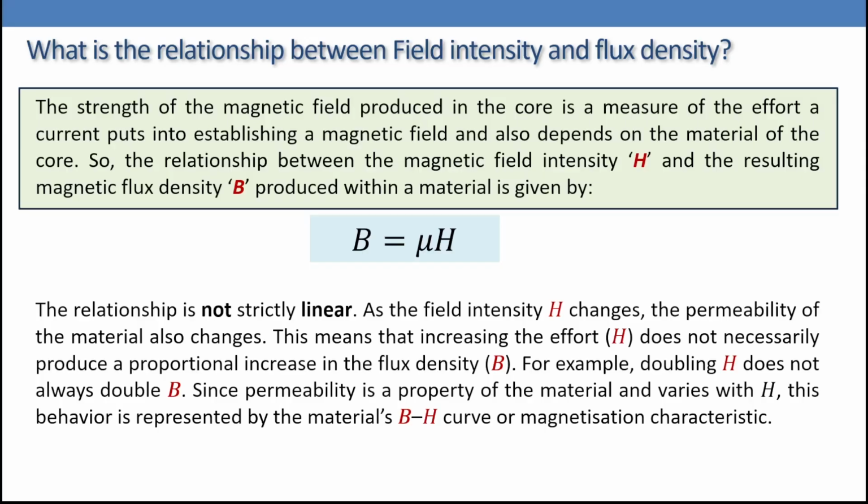As the field intensity changes, the permeability of the material also changes. This means that increasing the effort does not necessarily produce a proportional increase in the flux density. Let's take an example: doubling H does not always double B. Since permeability is a property of the material and varies with H, this behavior is represented by what we call the BH curve or magnetization characteristics. So we need to know more. What is the BH curve?